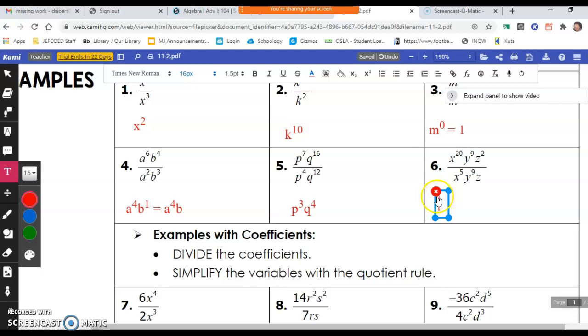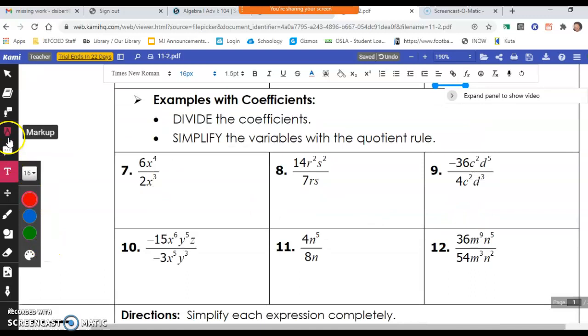X to the 20th, y to the 9th, z squared divided by x to the 5th, y to the 9th, and z. So that's going to leave me with x to the what? 15th. All right. Y to the 9th divided by y to the 9th. It's going to be 1, or simply, it can't just be y, because y is going to be a number. So we're going to end up just leaving that blank, and then z squared minus z is going to leave me with just what? Just z, or whatever that number is, z to the 1. Okay?